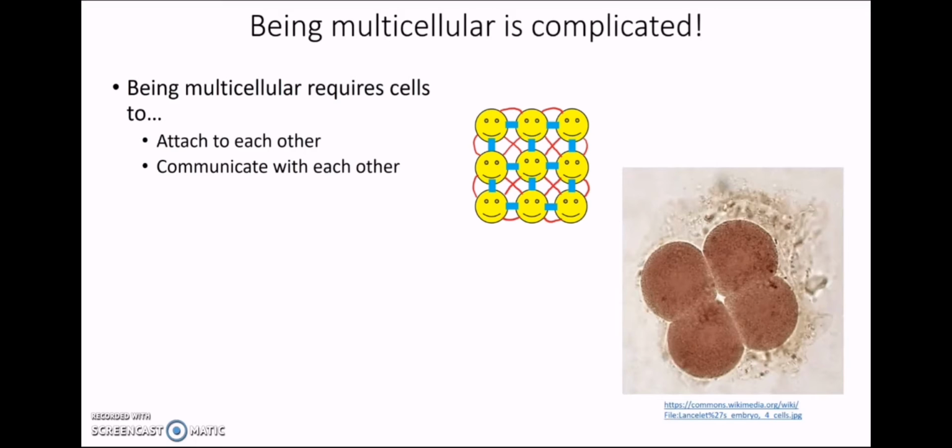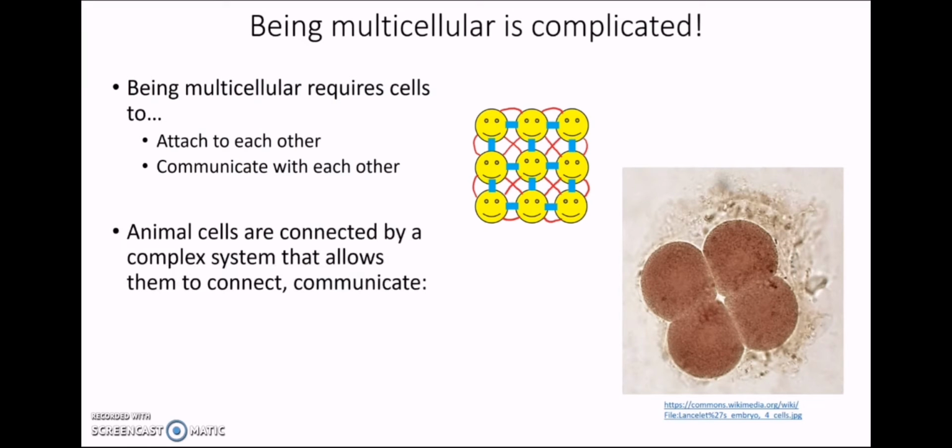Here's an image of an embryo of a very primitive fish-like creature, and each of these brown blobs is one cell. And you can see that already, very early on in its existence and its development, these cells are firmly attached to each other. And although you can't see it here, they're already communicating with each other constantly to make sure that each cell is doing its job. So animal cells in multicellular organisms are connected by a complex system that allows them to connect and communicate with each other, and this is the extracellular matrix.